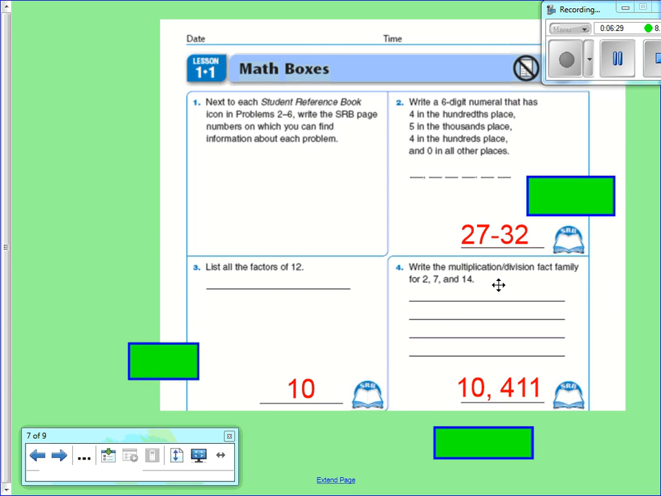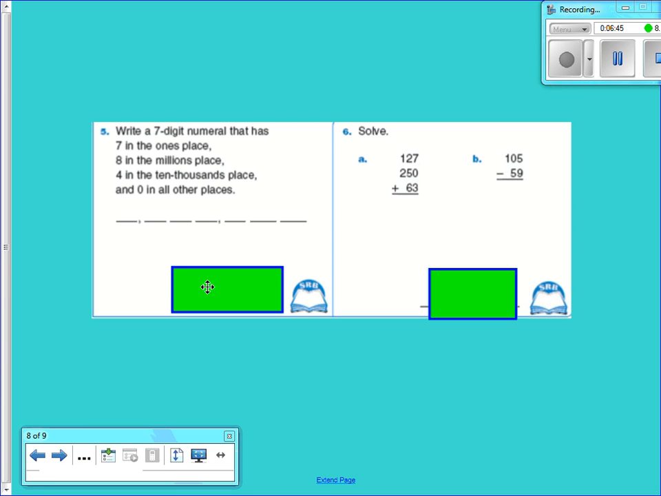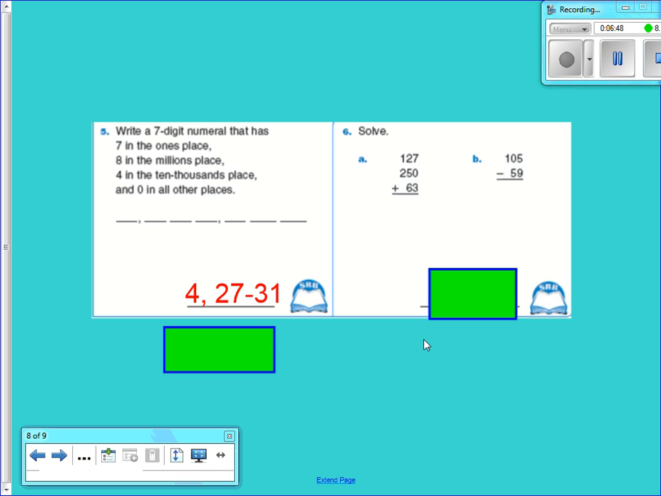Multiplication and division fact family, 2, 7, and 14. Go ahead and list the fact family. So for example, 2 times 7 equals 14. That's one of your answers out of the 4. Take a look at page 10 and or 11. Last thing right here, we have another place value, and then we're adding and subtracting. Please take a look. You'll have to borrow here. And that's on pages 13 through 17.